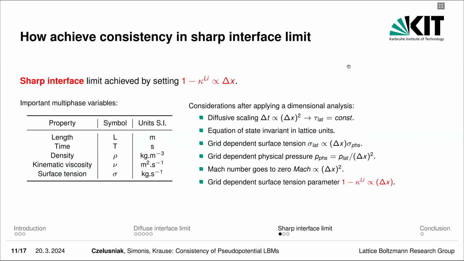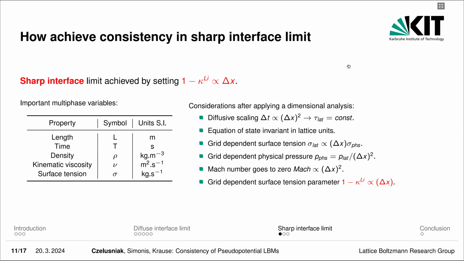Then I did here a dimensional analysis considering some important properties of the fluids. I considered that we are in the diffuse scaling. And also, I considered that in this case, in the sharp interface limit, we don't want to change necessarily the equation of state, because we want to maintain, in lattice units, the interface with the same size. We want to increase the size of our system, but we want to keep the interface with the same size.